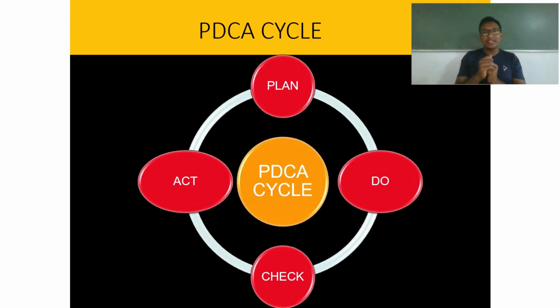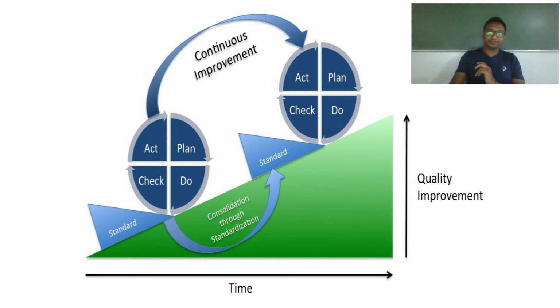Next, we'll see the PDCA cycle. What does PDCA mean? P stands for plan, D stands for do, C stands for check, and A stands for act. So this is one type of model in quality assurance. What does plan, do, check, act mean? It is a continuous process.